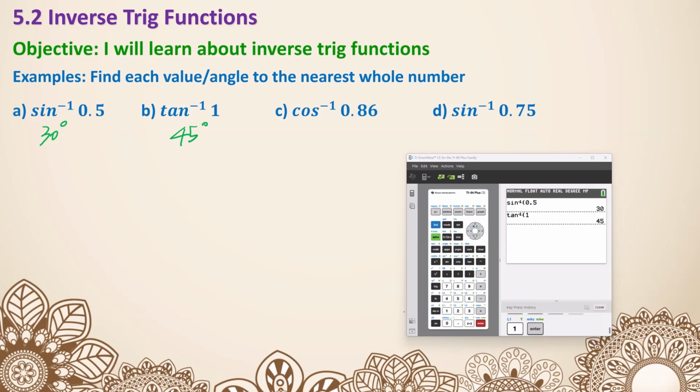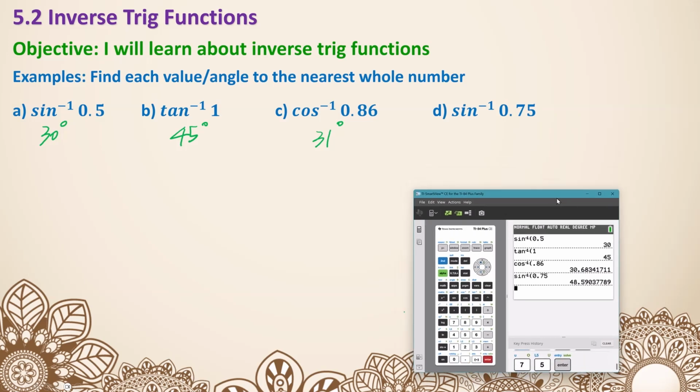And next, inverse cosine of 0.86. So inverse cosine of 0.86 will be 31 degrees, because we're rounding to the nearest whole number. Okay, next, second sine 0.75. That would be 48.59, so rounding to the whole number, 49 degrees.